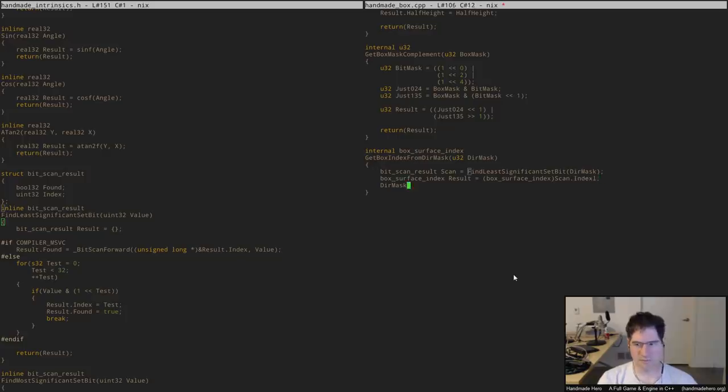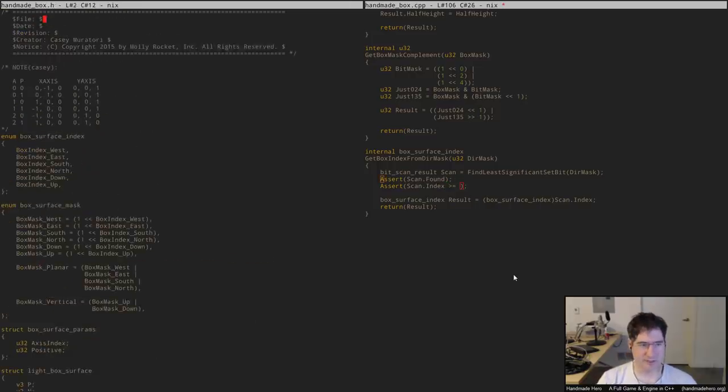And we'll just do that. We'll assert that there was one. We'll assert that up here, that it found one that's actually reasonable, right? So it can't be outside the bounds of the legal indices that we claim to have.